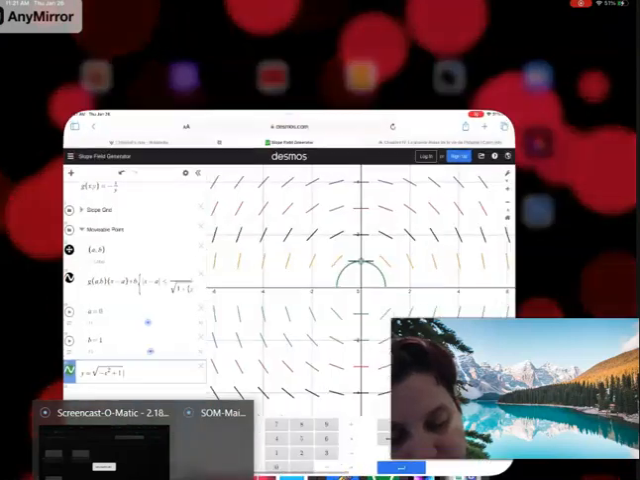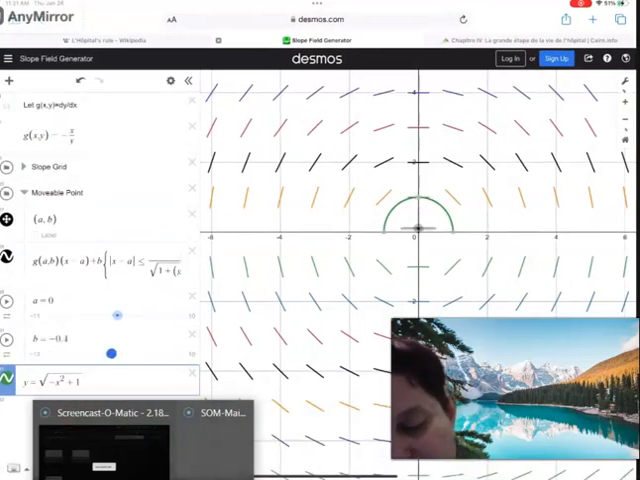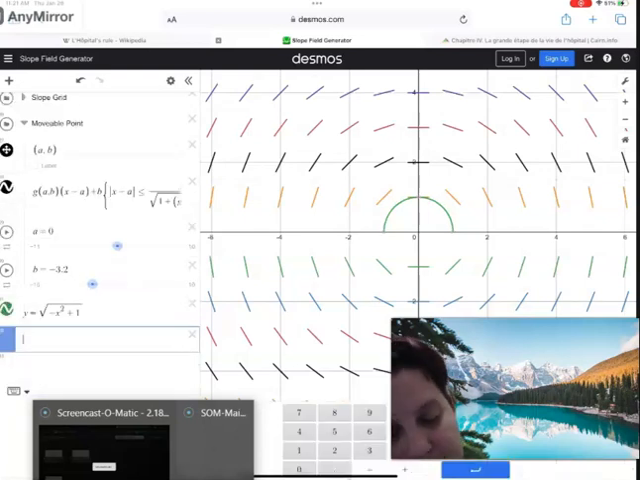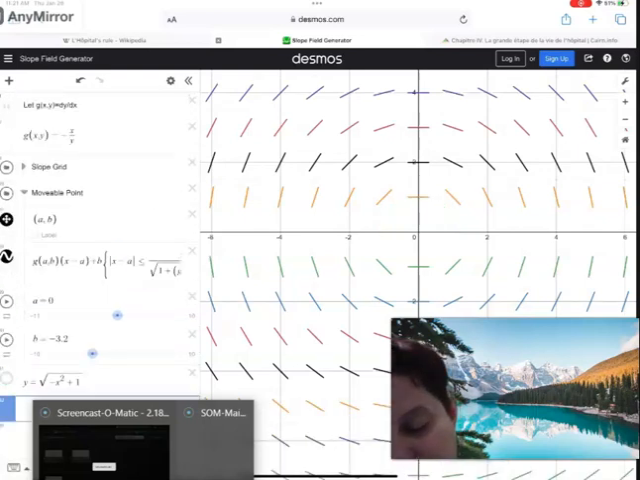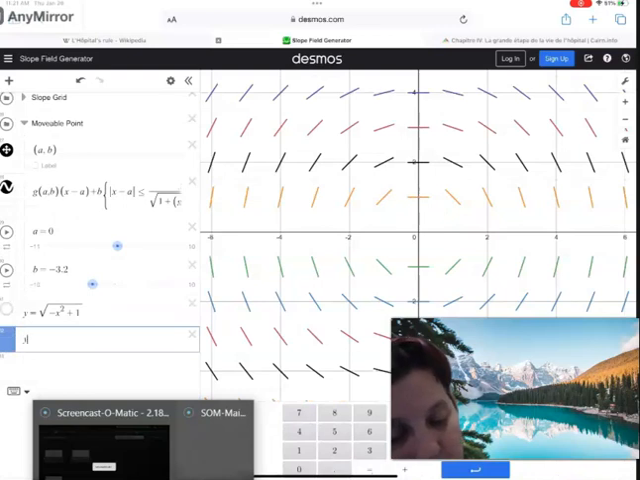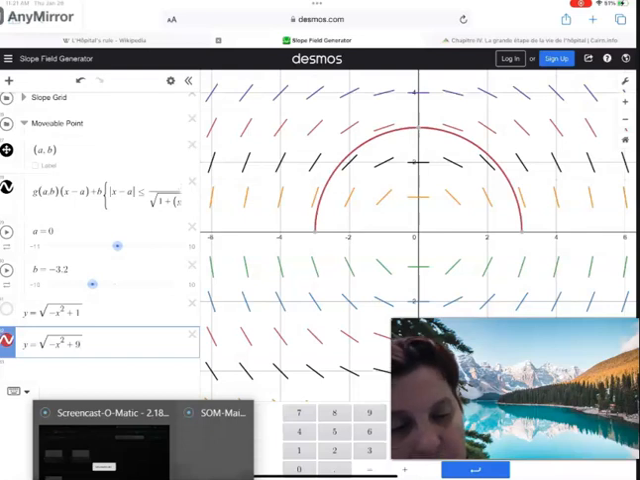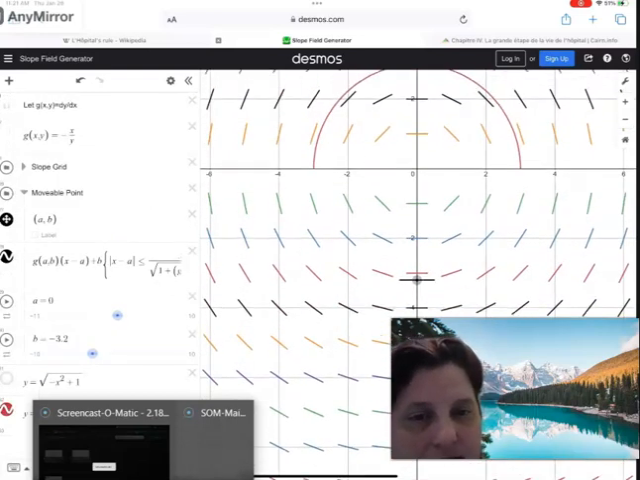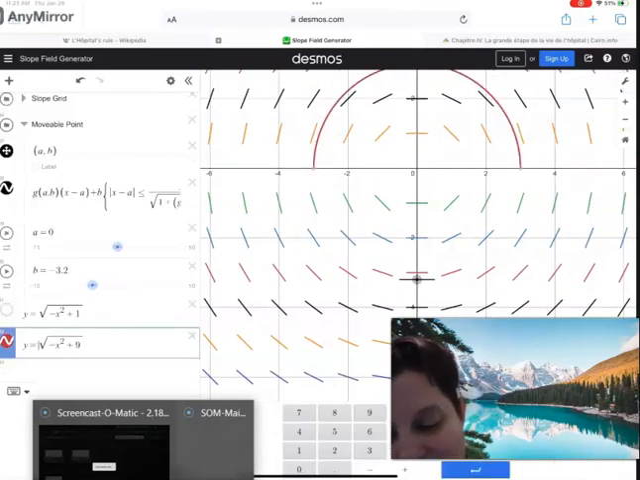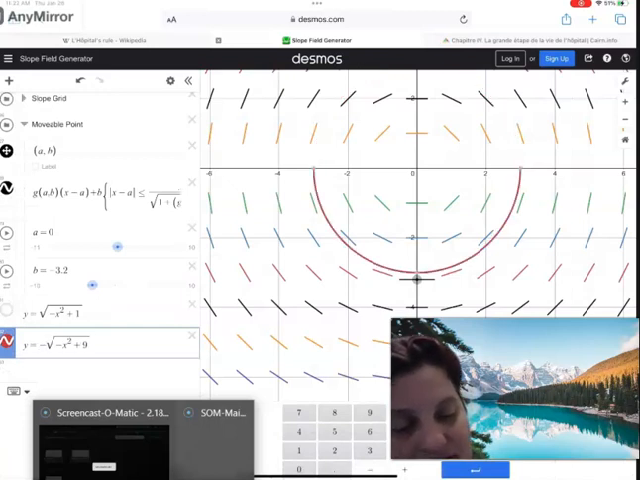Okay? So my point was the point 0, negative 3. So let's change this to the point 0, negative 3. Okay, let's turn off that differential and let's turn on this one. It's going to be y equals square root of negative x squared plus 9. But that's not right. That doesn't go through that point because we had to choose the negative on this one. And so now it's a negative semicircle.